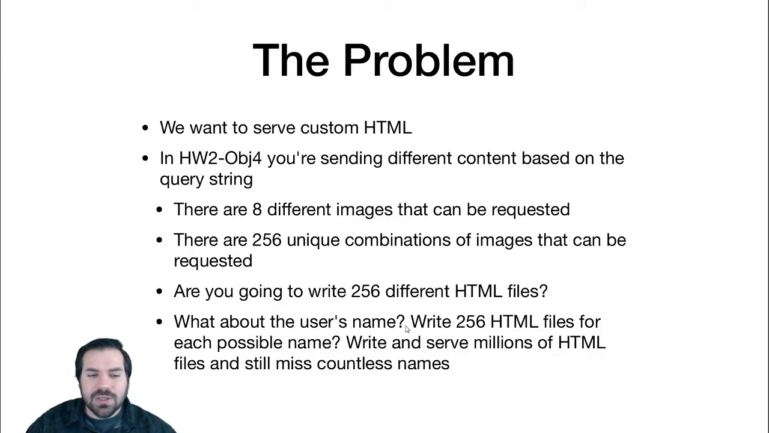But the user is also sending their name in this query string. So for each possible name that can exist, we're going to have to store 256 HTML files for each name, which is going to be millions of HTML files, and that's still missing basically every name. You're not going to be able to cover every possible name that somebody can have, especially when people start using their usernames. They can just make up whatever they want. We're not going to store a set of 256 HTML files for every single possible name that can come to us in a request.